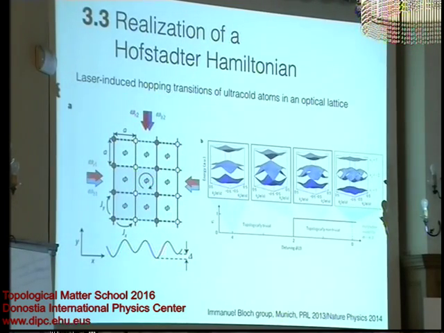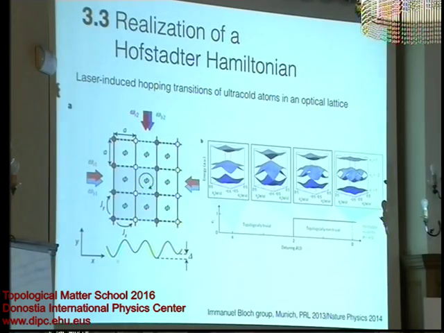And lastly, this is another experiment in a similar spirit. This is from Immanuel Bloch's group, also with cold atoms. But here they don't really build the Chern insulator by driving a Dirac system. Rather, what they put down is a Hofstadter model, so it's like an analog of a lattice model with a super high magnetic field. In this case, it's a quarter of a magnetic flux quantum per plaquette of a square lattice.